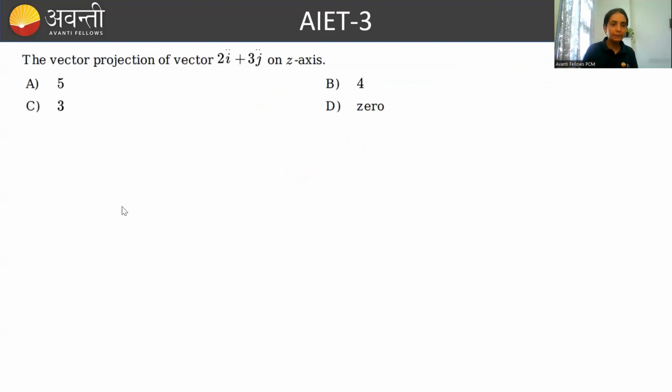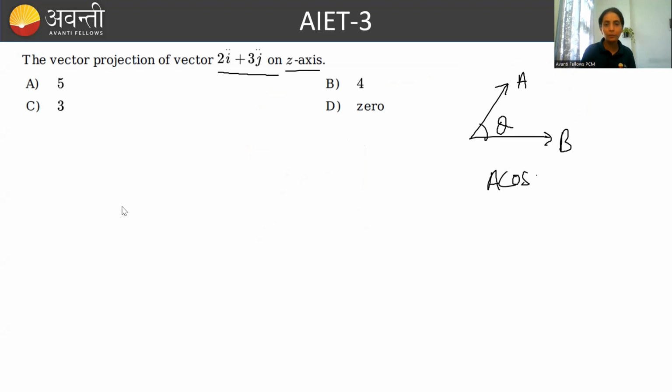Now let's see this question. So here, the vector projection of vector 2i cap plus 3j cap on the z axis is how much? So how do we calculate the projection of one vector across another? Let's see here. Suppose this is vector a and this is vector b, and this angle is theta. If we have to calculate the projection of vector A along B, it means we have to calculate the component of A along B, that is your A cos theta.